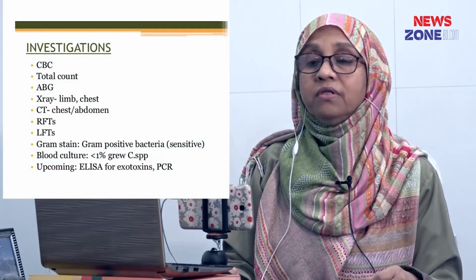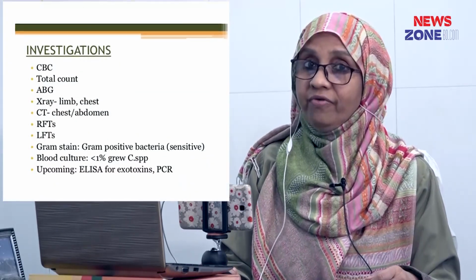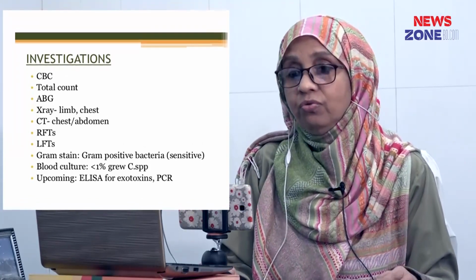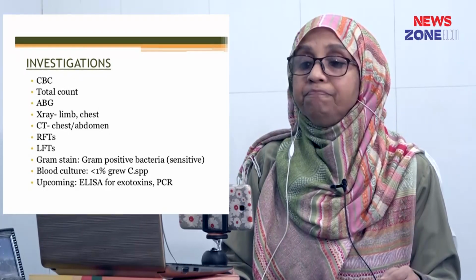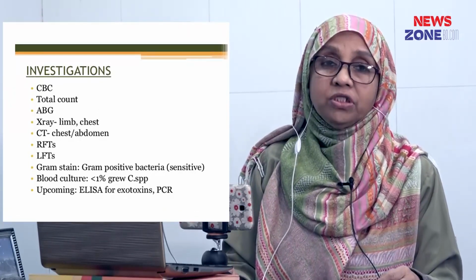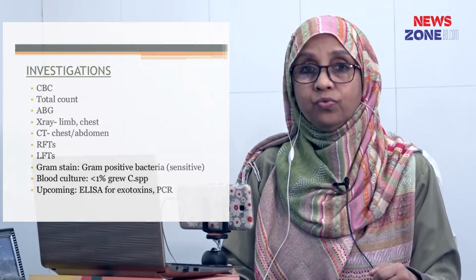Hyperbaric oxygen will give some oxygen supply at the site, and antitoxin, another passive immunization, helps in gas gangrene. For investigation, you have to do CBC, total count, and arterial blood gas level is very important to see. X-ray of the limb and chest to exclude other things, and then CT. And of course, don't forget to do the renal function test and liver function test as well.